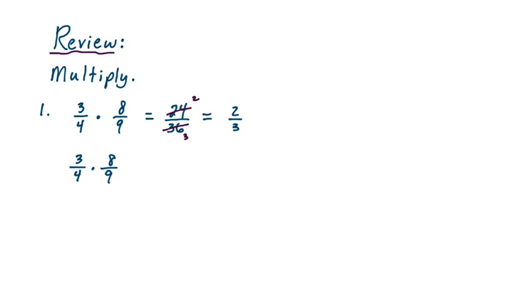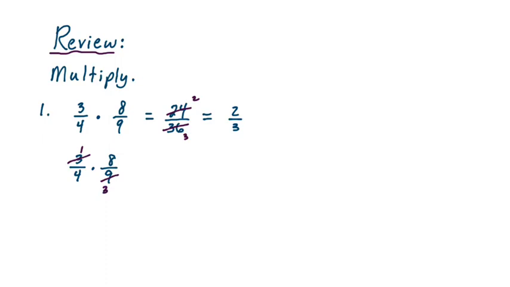So if you actually look at the original problem, we have a 3 in the numerator and a 9 in the denominator. We could actually divide out a factor of 3 right up front. So let's go ahead and do that. Divide by 3, you get 1 in the numerator and 3 in the denominator.